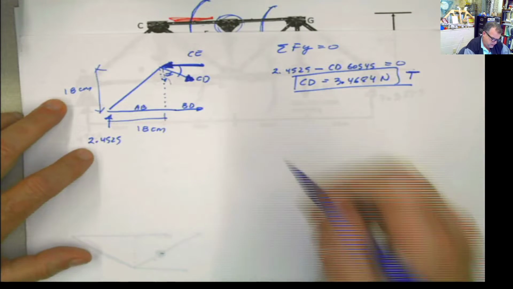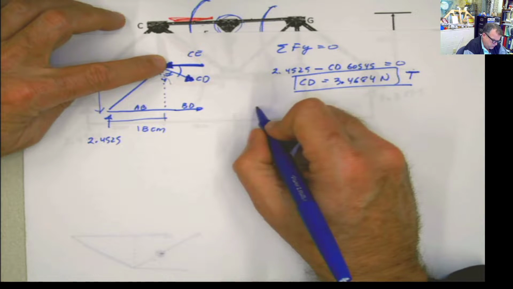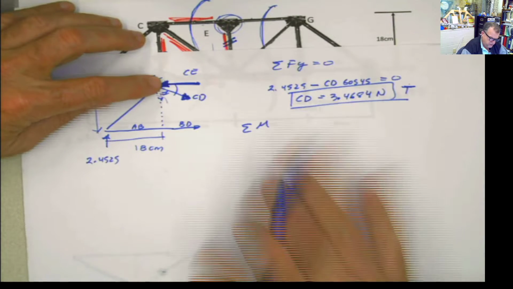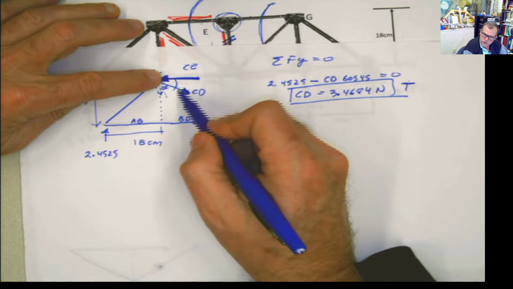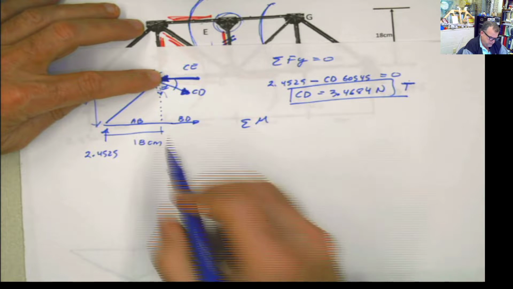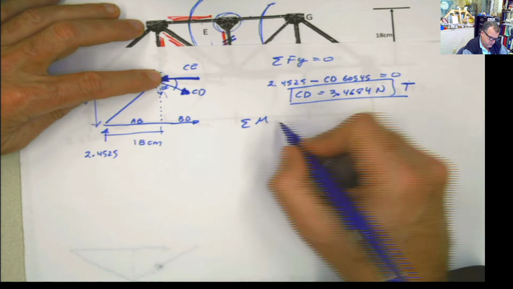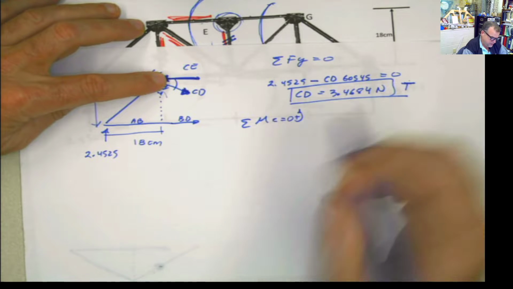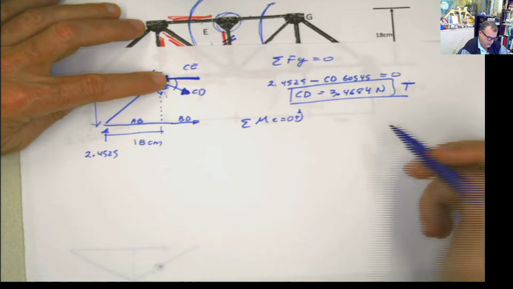Now the other thing that I can do is apply summation of moments here, at point C. If I do summation of moments at C, these two bars are not producing any moment at that point, but BD is producing, and also 2.4525. So at C equals 0. Once you get a little bit of practice, you can say this distance and this distance are the same, but let's do it.